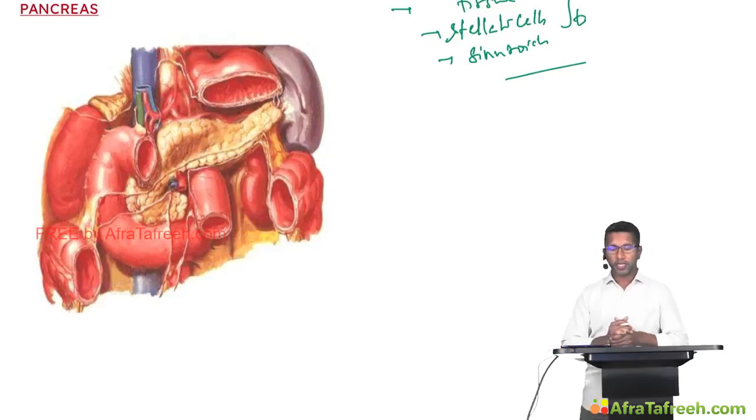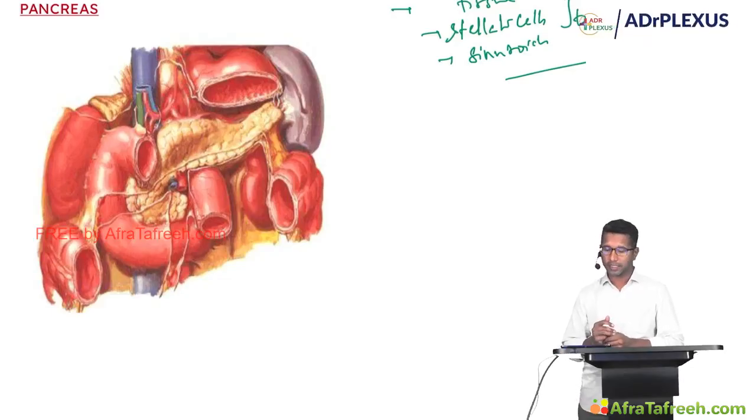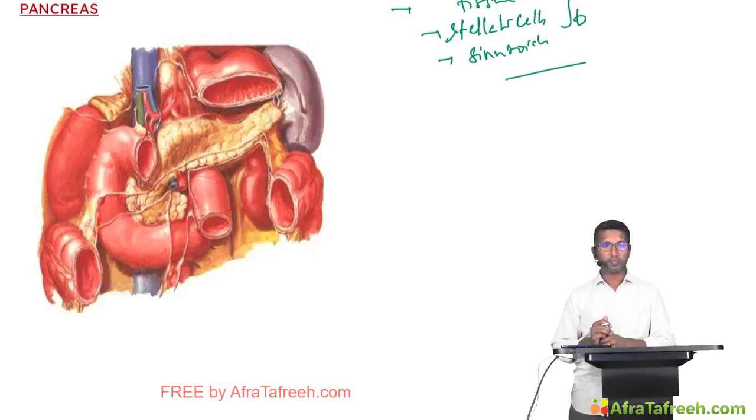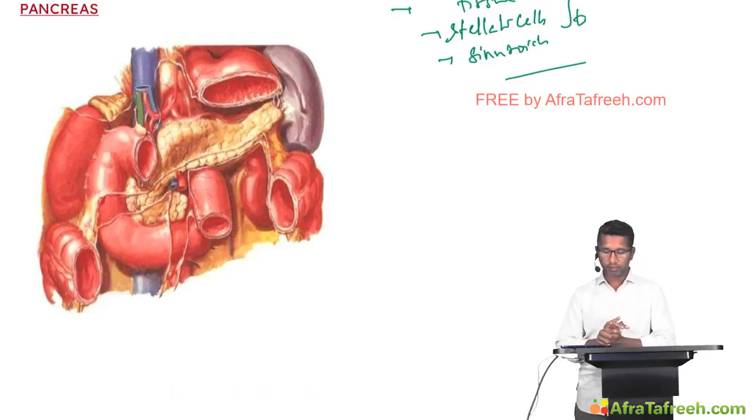And which muscle weakness leads to Trendelenburg gait? Very good, it is gluteus medius and minimus. And what is the nerve supply for gluteus medius and minimus? Yes, very good, it is the superior gluteal nerve.